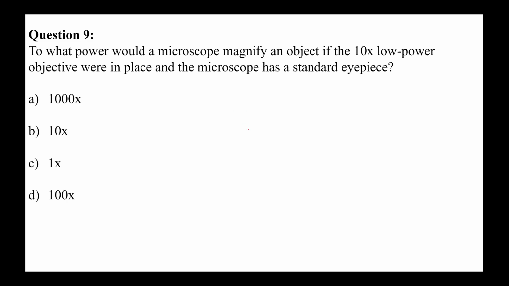Okay. So we have the eyepiece here that gives a 10x magnification and the objective is here below the specimen in case of a standard light microscope. So we have 10x from this, 10x from this. So this is multiplicative. So that's why we get 100x magnification. So option D is the correct answer.